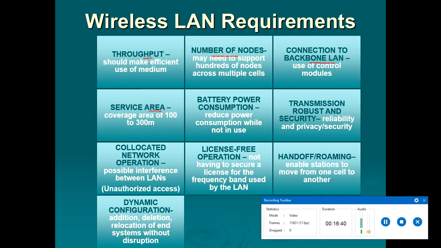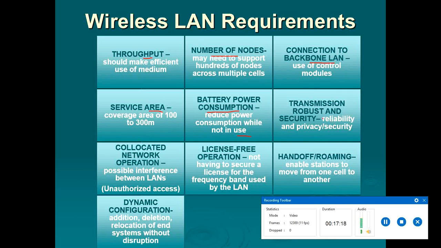Next is service area. The coverage area for the wireless LANs should be in a range or a diameter of 100 to 300 meters. Next is battery power consumption, because wireless LANs work on battery. Mobile workers use battery powered workstations, so they need to have a long battery life. This requires that mobile nodes should monitor access points constantly or engage in frequent handshakes with the base stations. So it must reduce power consumption while not in use.